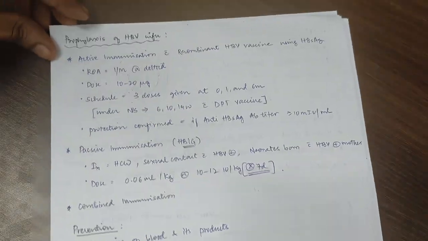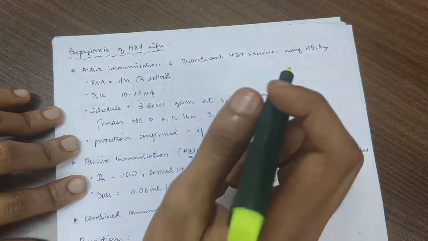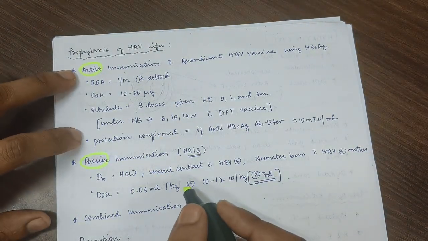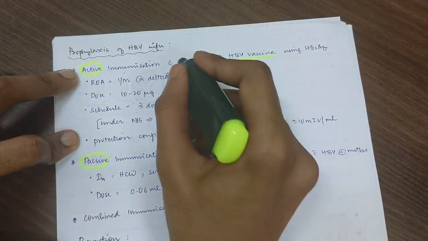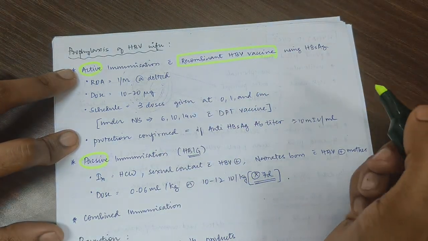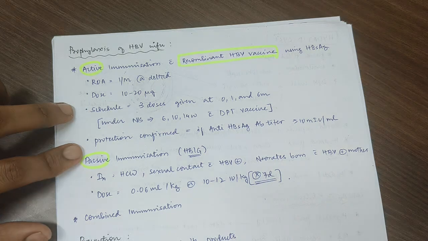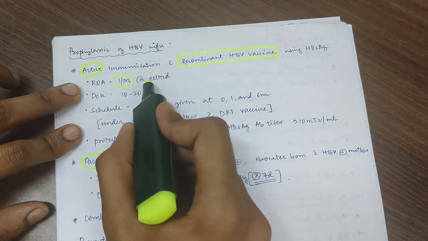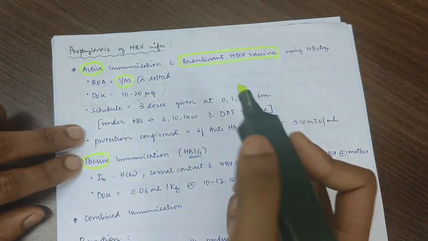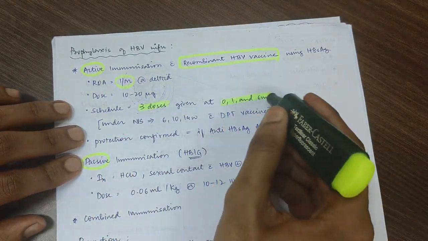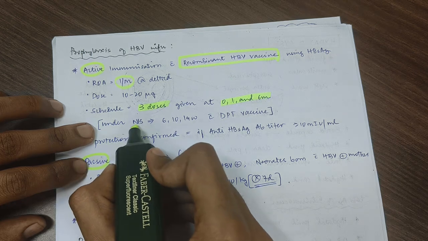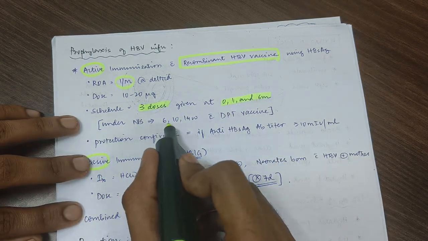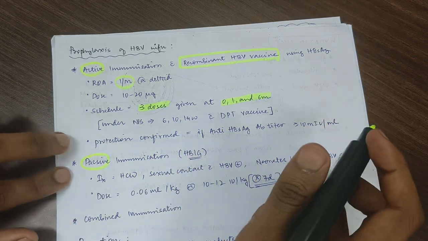Coming to the prophylaxis, not prognosis, prophylaxis. One is active immunization, the other is passive immunization. Active immunization uses the recombinant HBV vaccine. Route of administration is IM at the deltoid, 10 to 20 microgram. Schedule is 3 doses, at 0, 1 and 6 months. Under the National Immunization Schedule, Mission Indradhanush, you give it at 6, 10 and 14 weeks with the DPT vaccine.